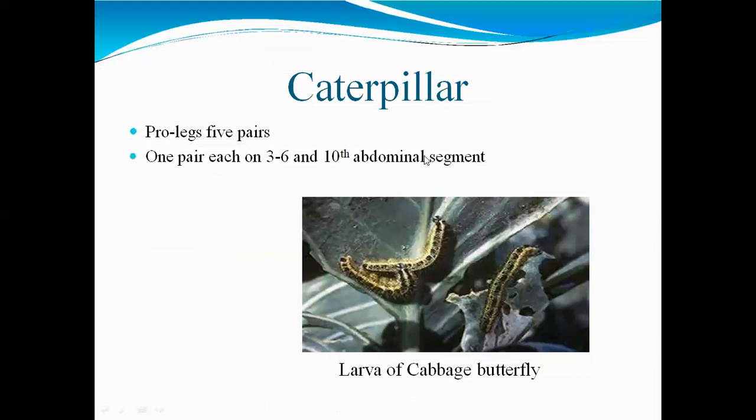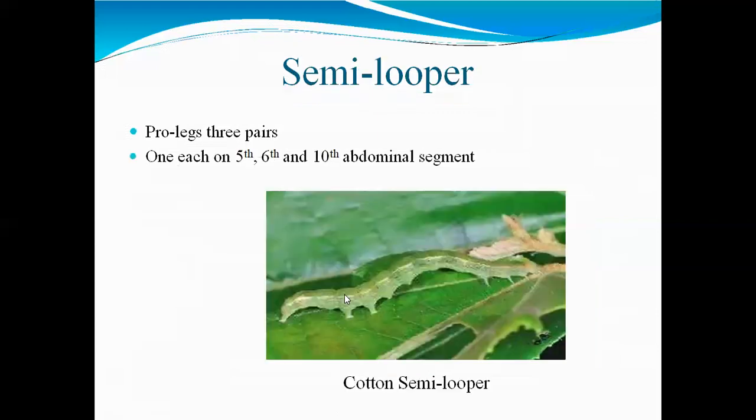First is caterpillar. Prolegs, five pairs: one pair each on abdominal segments 3 to 6 and the 10th abdominal segment. So the legs will be present on abdominal segments 3 to 6 and the 10th. Example: caterpillar larva of cabbage butterfly.